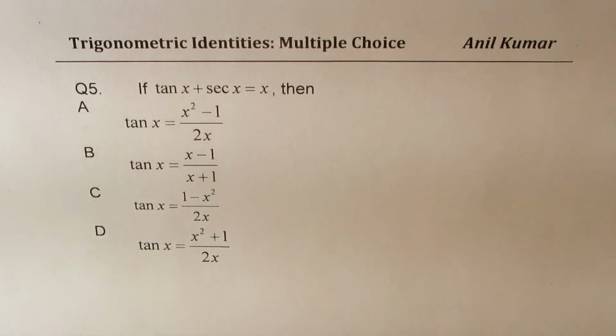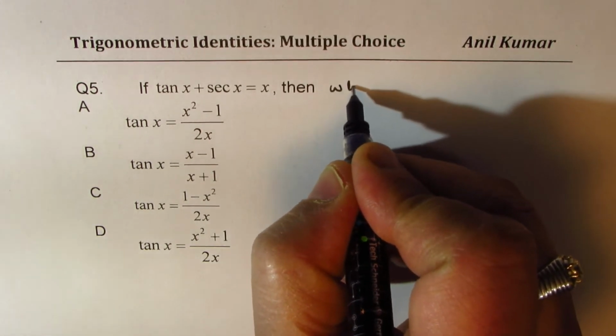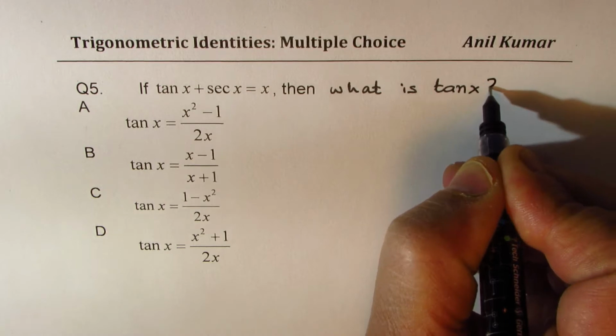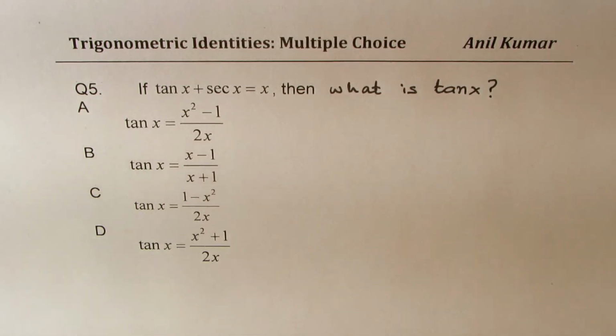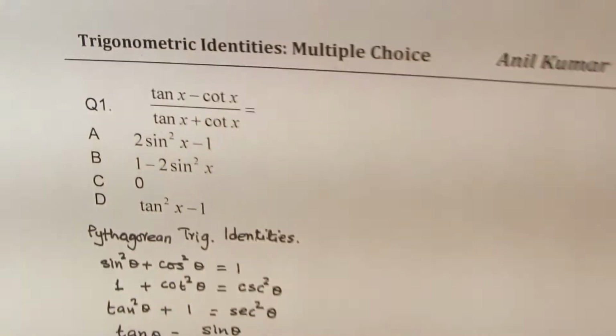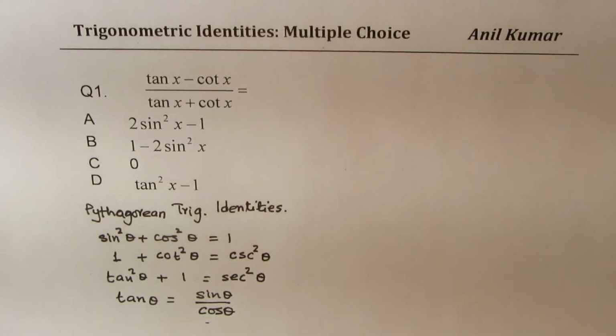The last question here is slightly different, which is if tan x plus secant x equals x, then which one of the following is true, right? So then which one is true? Then let me see, then what is tan x? Okay, so these are the 5 questions for you. You can pause the video, answer these questions, and then look into my suggestions. Now I'll take up these solutions one by one and let us see how to solve all these questions. Okay, so let's begin with solving the very first question now.